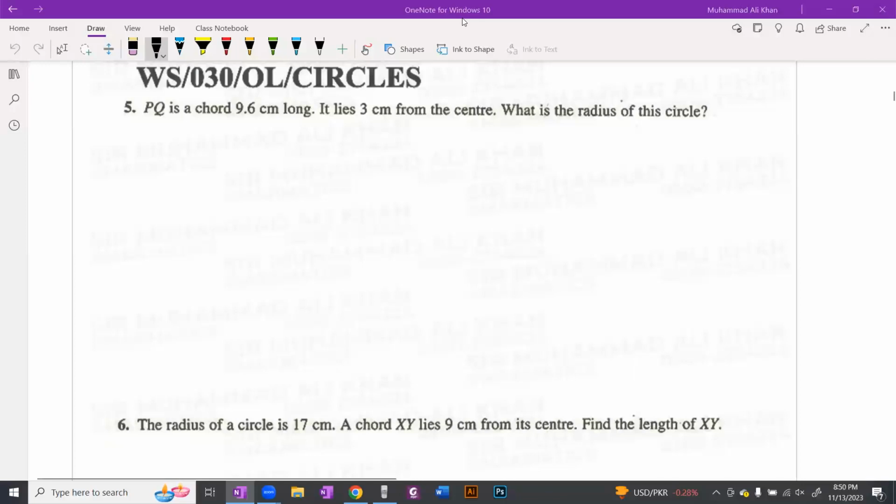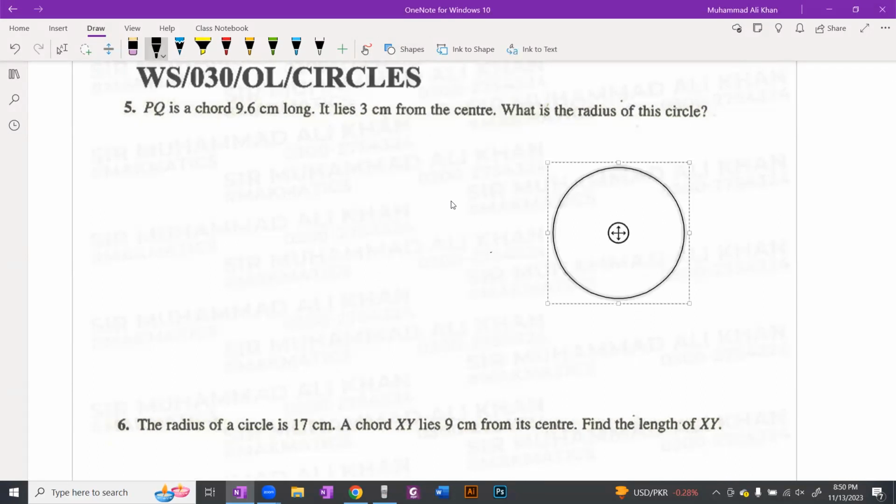Now, question number 5. PQ is a chord. First, make a circle. PQ is a chord 9.6 centimeter long. It lies 3 centimeter from the center. Say the center is 3 centimeter away, and the chord is of 9.6 centimeters. What is the radius of the circle? We have to calculate the radius of the circle.